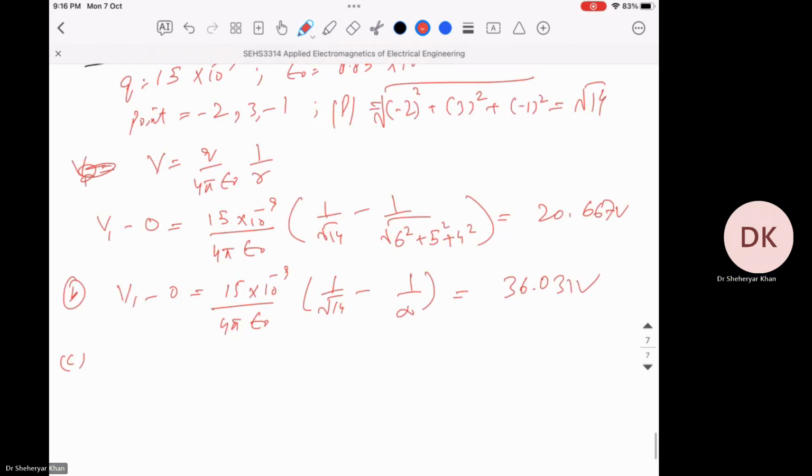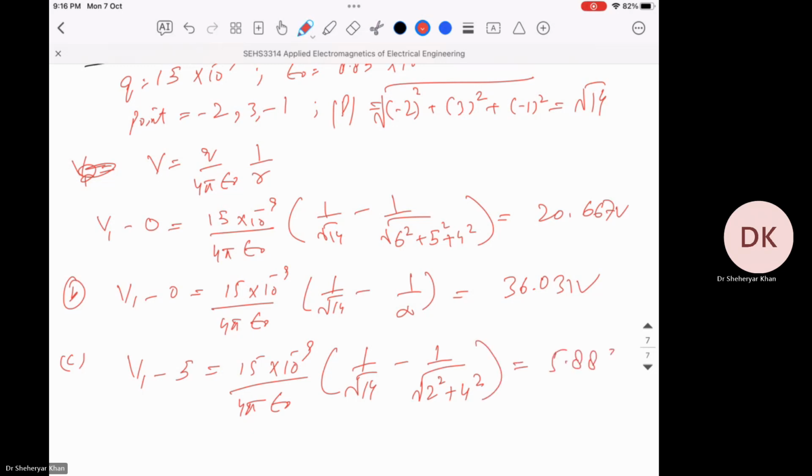For the C part, the voltage is 5 at this point. So these are two important questions. First, given the electric field, find the voltage. Second, given the charge, find the voltage.